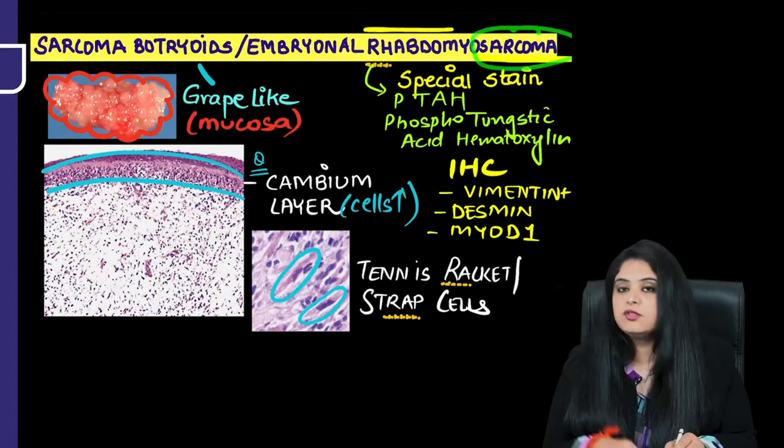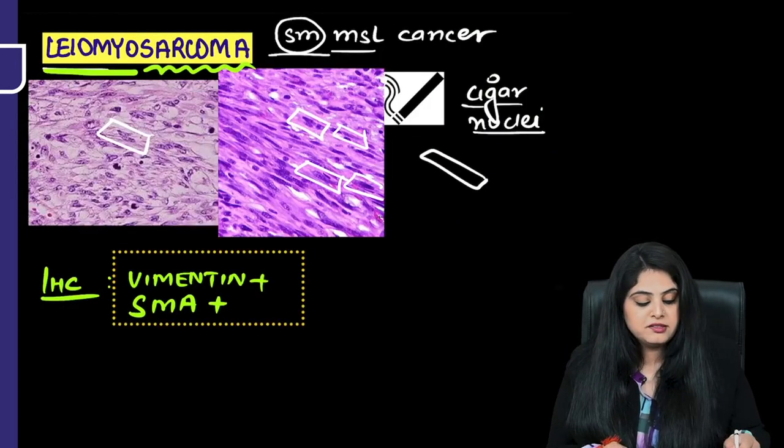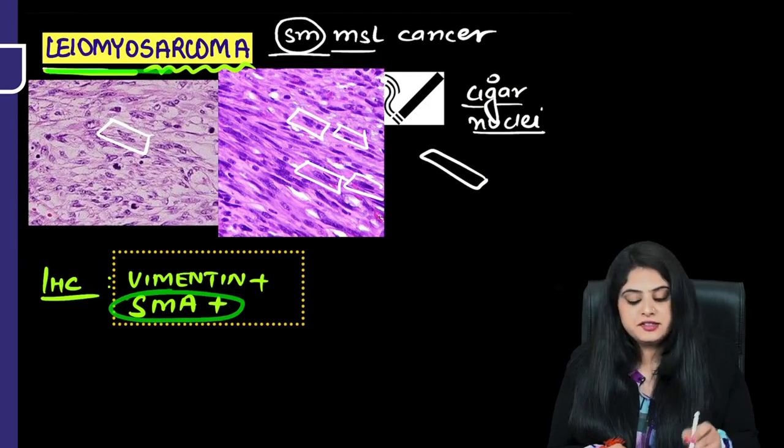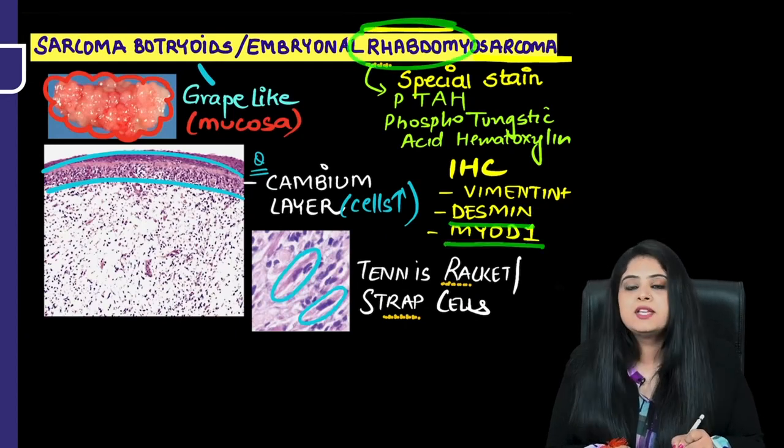Okay? So on hearing the word sarcoma, think vimentin. If it is a smooth muscle sarcoma, you put smooth muscle actin. If it is a skeletal muscle sarcoma, you put desmin and MyoD1.